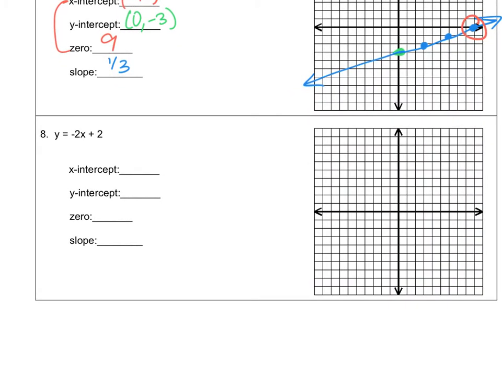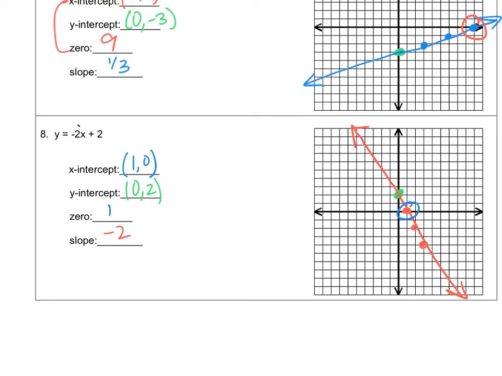And then problem 8, my y-intercept is 0, 2, so I go up 2 on the y-axis. My slope is -2, so I go down 2, right 1, down 2, right 1, just a couple of times, and draw my line. And then it crosses the x-axis at 1, 0, so my zero is 1.